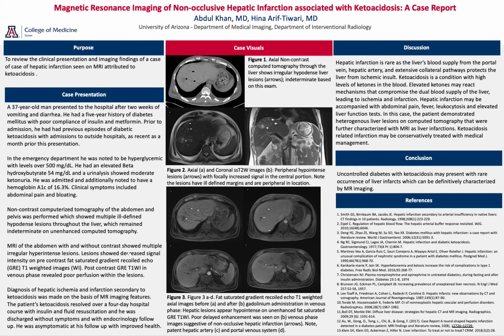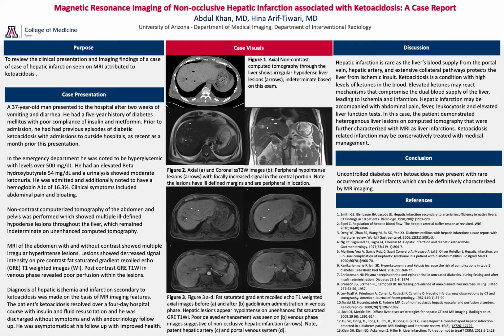Hi, my name is Abdul and I'm presenting a case of hepatic infarction associated with ketoacidosis. This is a case report involving a 37-year-old man who presented to our hospital after 2 weeks of vomiting and diarrhea.